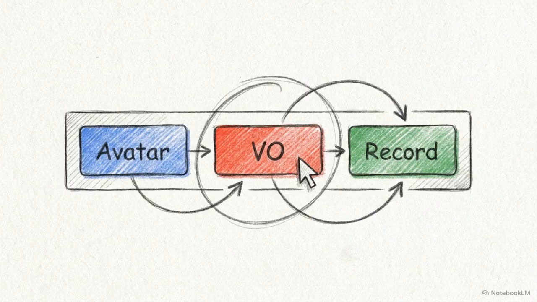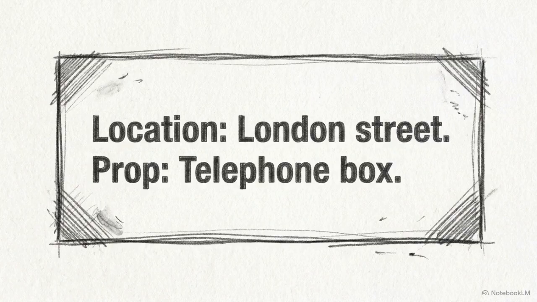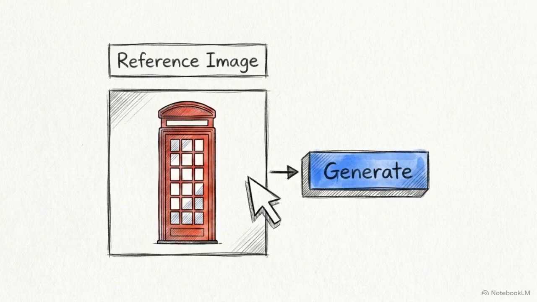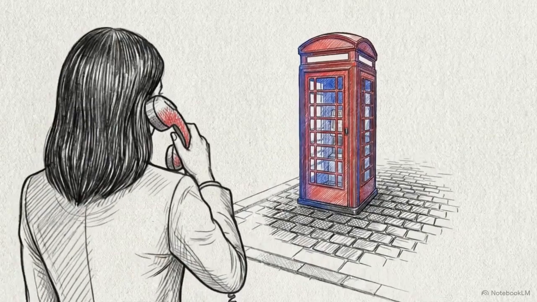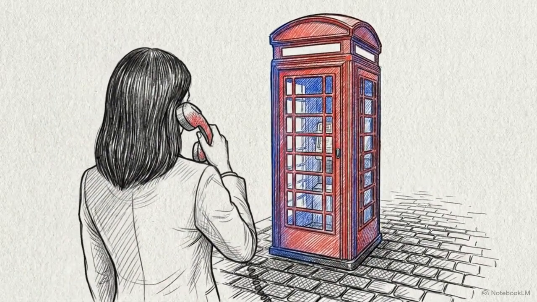To upgrade this, we switch over to the VO generation tool, which allows us to forcefully place our avatar into a custom, context-relevant setting. We write a highly specific prompt, instructing the AI to have the avatar walk into a classic red phone booth, pick up the receiver, and deliver the script directly to the camera. We then attach a reference image of a phone booth to guide the generation and ensure the output matches our exact vision. Placing a virtual host on a bustling London street adds a level of production value that static, empty environments lack.